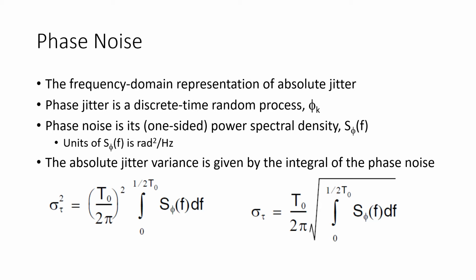So far we've defined two discrete time random processes that capture the jitter of a periodic waveform. We defined absolute timing jitter in units of seconds as the discrete time sequence tau k. And then we also defined the phase absolute jitter, being basically the same sequence expressed in radians, and we called it phi k. So these are time domain representations of the absolute jitter.